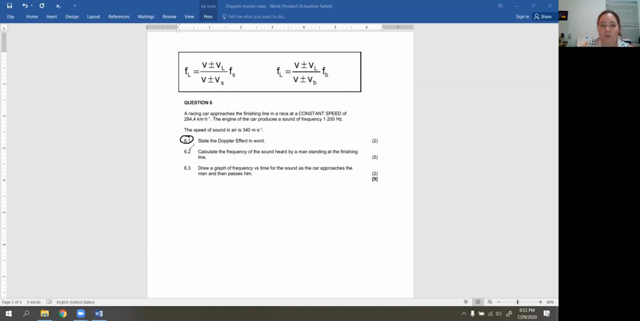Then I want you to work out the frequency of the sound heard by a man standing at the finishing line. And lastly, to draw a graph of frequency versus time for the sound as the car approaches the man and then passes him. All right, so I'm going to quickly pause this and ask you to get started on all three of those questions. Good luck.